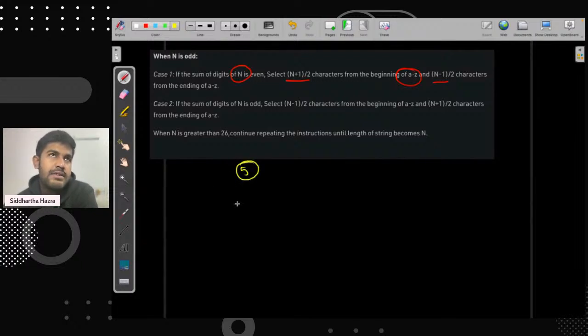So this means that n plus 1 by 2. Let me just tell you what is meant by n plus 1 by 2. This is meant by ceil value. So if you want to get the ceil value after dividing by 2, then you do n plus 1 divided by 2. And if you want to get the floor value, then you do this. What I meant by this is, suppose we have 5 by 2.